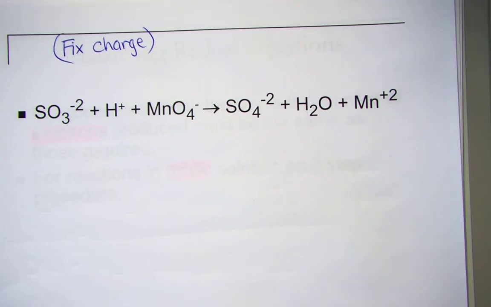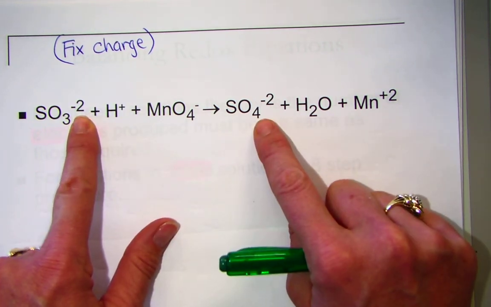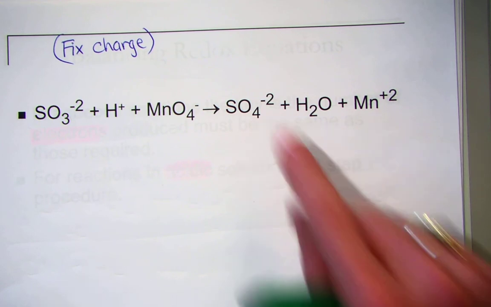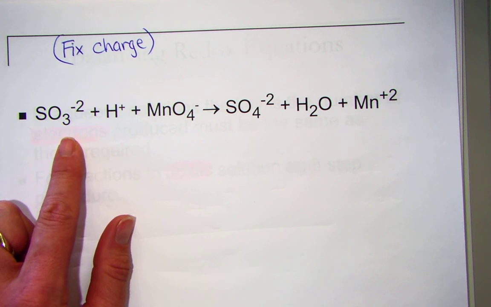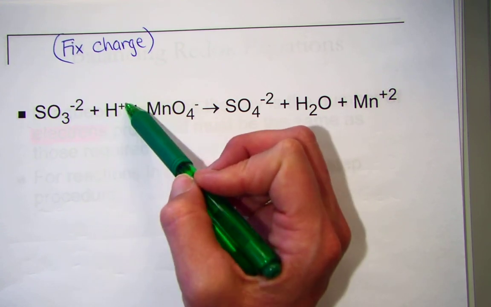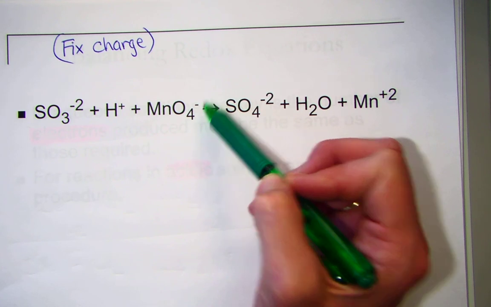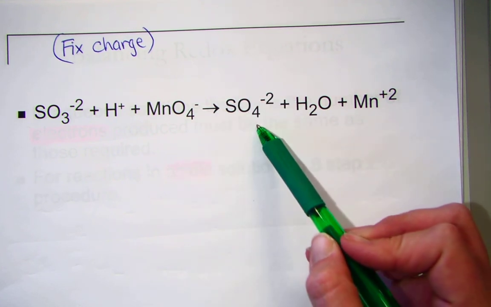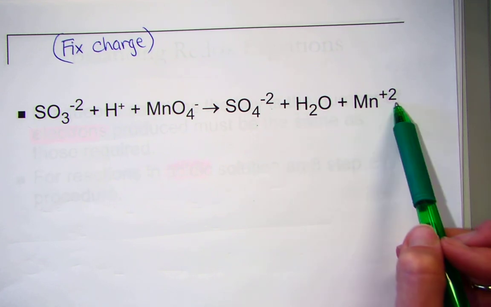Let's take a peek at something a little bigger, something that perhaps you couldn't just eyeball and start counting. I noticed in the note pack, again, I have -1s on the sulfite and sulfate, so I wrote myself a note to say, let's remember to fix the charge from what was typed in the note pack. So I've done that on this overhead slide. Sulfite is SO3 -2. A hydrogen ion is placed in here along with the permanganate ion, and that's a -1. On the product side, we have sulfate, which is a -2, water, and a manganese +2.